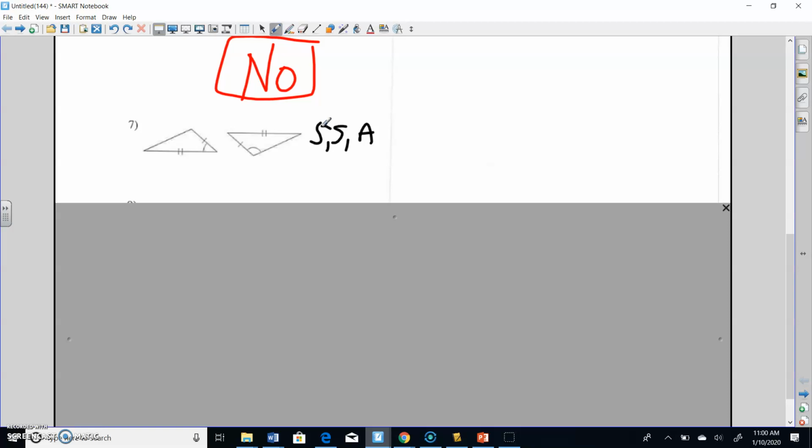That's an X. So what we have to figure out is where this angle is placed. If it's placed as the included angle on both triangles, we would say side, angle, side. On the first triangle, is the angle in between the two sides that are congruent? Yes, so it's the included angle. On the second triangle, is the angle that's congruent the included angle, the one between the two congruent sides? No. So it has to be included on both triangles in order for it to be congruent. So this is another no.